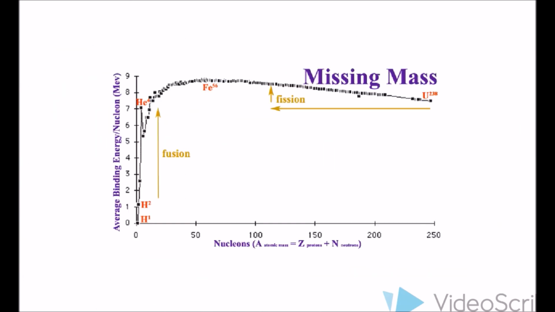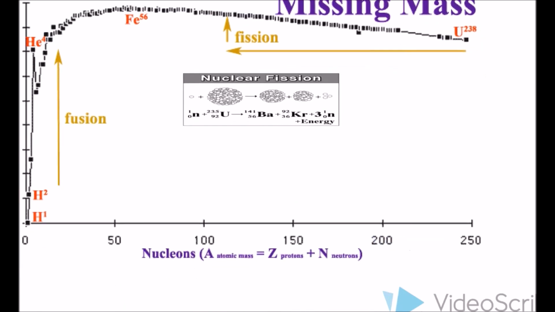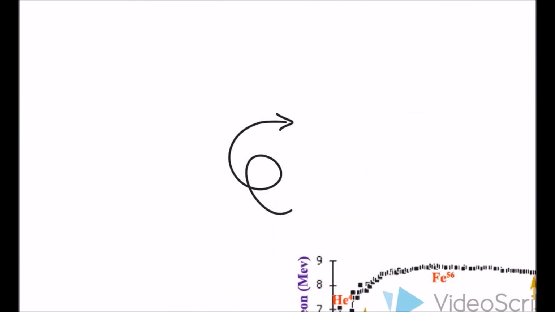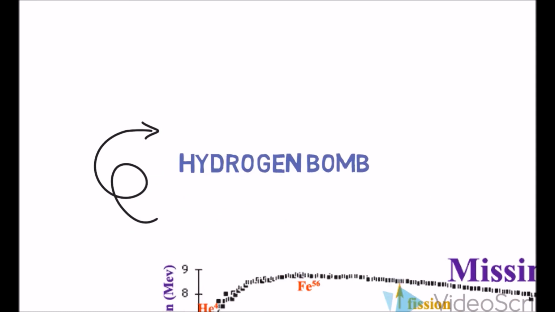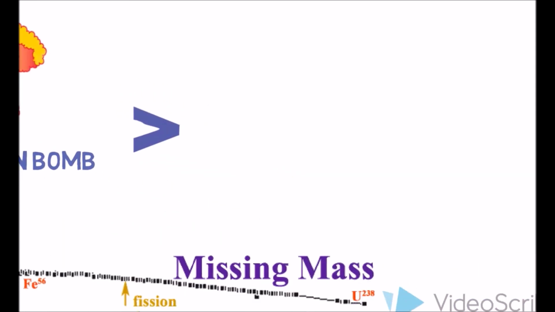The same binding energy graph can be used to explain nuclear fission and nuclear fusion. In fission, a heavy nucleus splits to form two lighter ones with release of energy, while in fusion, two lighter nuclei join to form a heavier one with a much more release of energy, as shown by the difference in the binding energy graph. That's why the hydrogen bomb is more destructive as compared to the atom bomb.